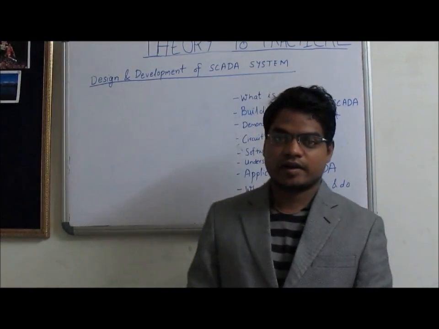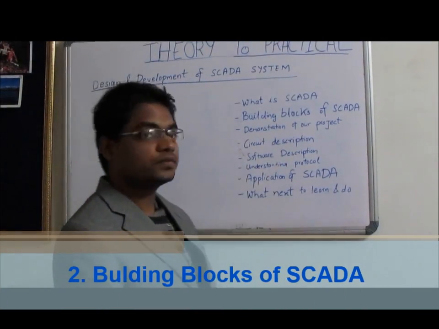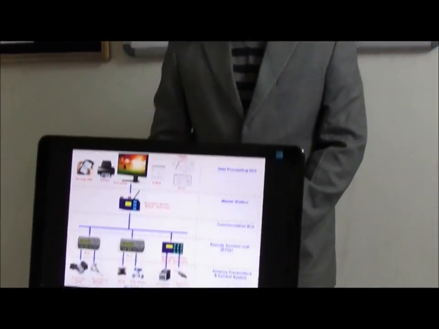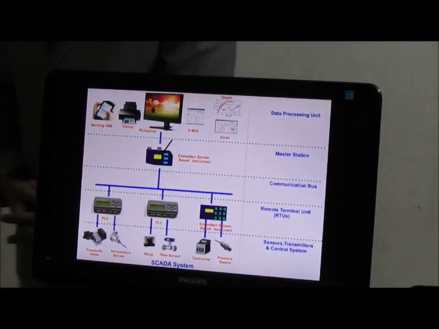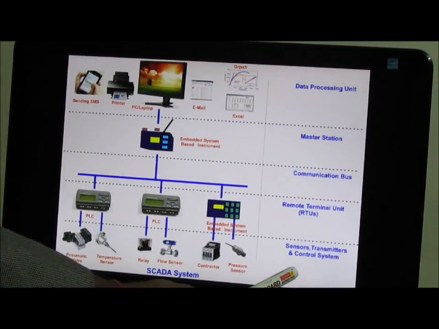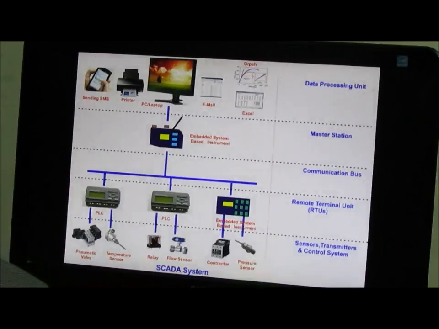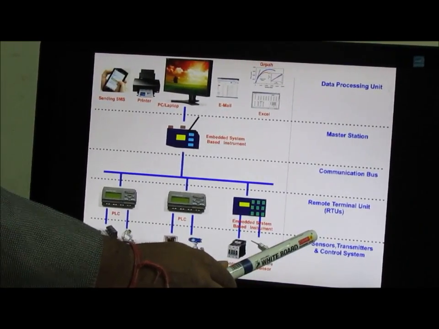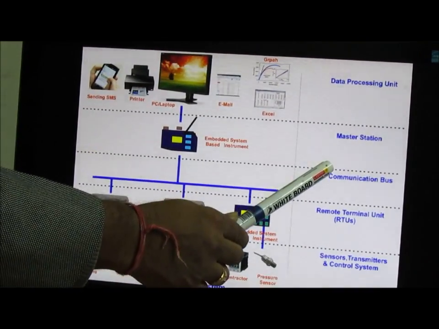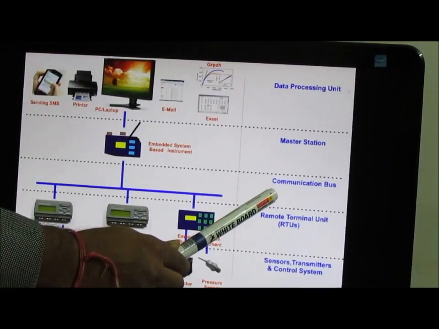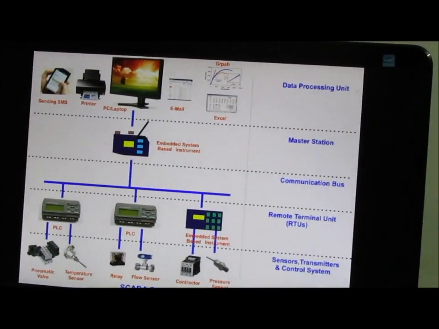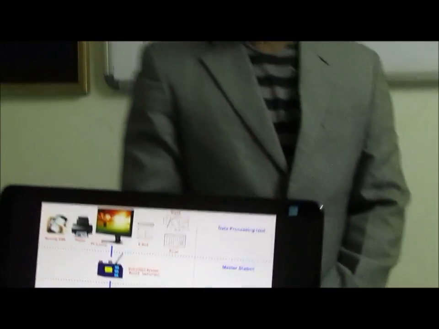Now we will discuss our next topic, that is building blocks of SCADA. Here we have a very good representation of building blocks of SCADA system. So here we have sensors, transmitters and control system. Then we have remote terminal units called RTUs. Then communication bus. Then master station or master terminal unit. And finally data processing unit. Now we will discuss each of these topics in detail.